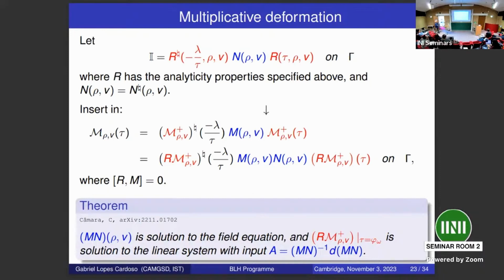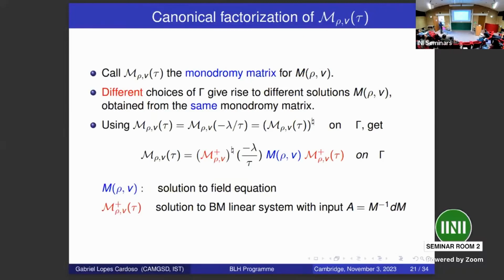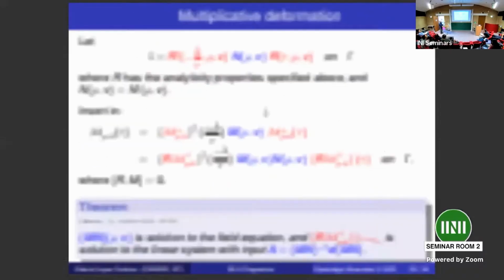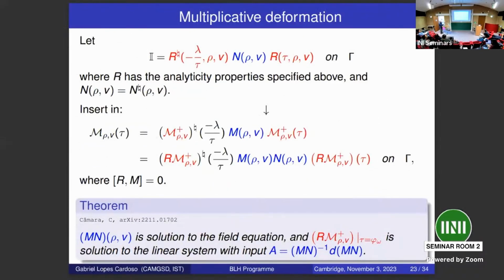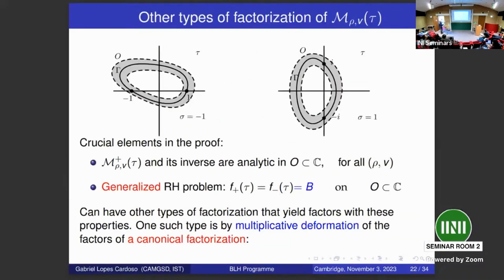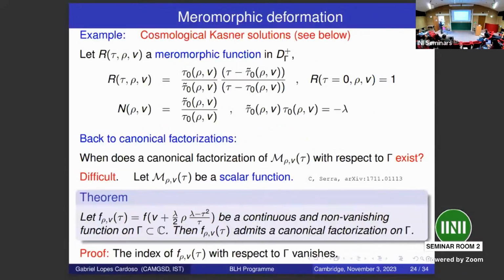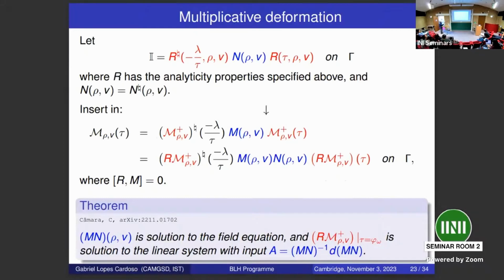Totally uninteresting. But now suppose that I decide to take the identity matrix and I'm able to write it as a product of these factors here, which mimics what you see here. But now I no longer require R to be analytic and bounded in the interior. R will have to be analytic and bounded in the region O, but not necessarily in the interior. And then there is another matrix N here such that this product gives the identity matrix. Then I can do the following.